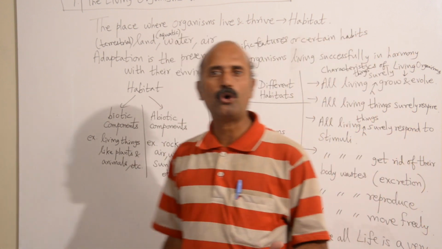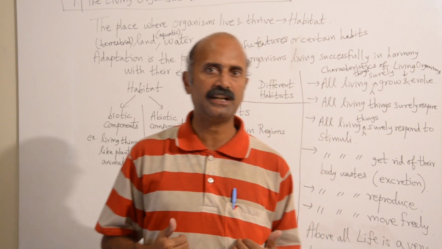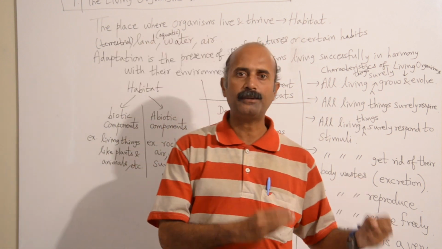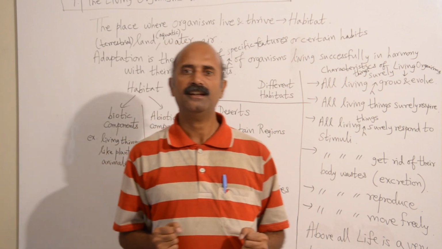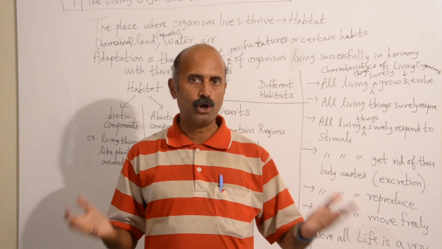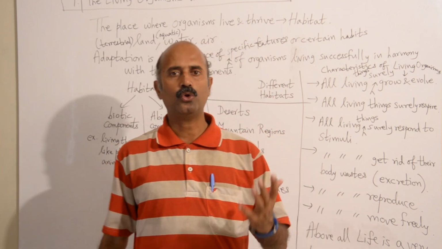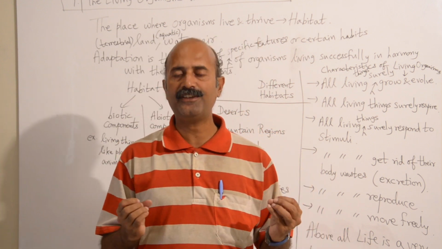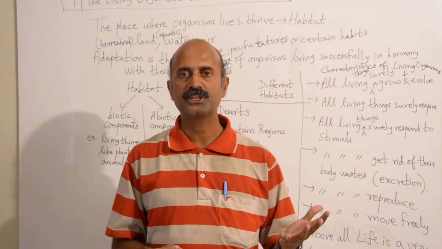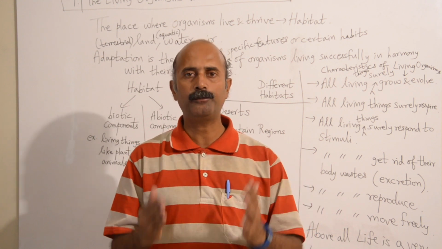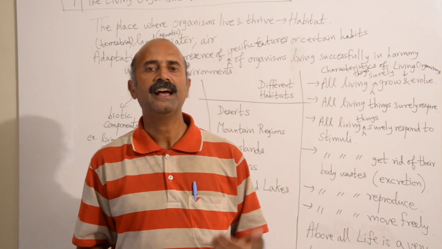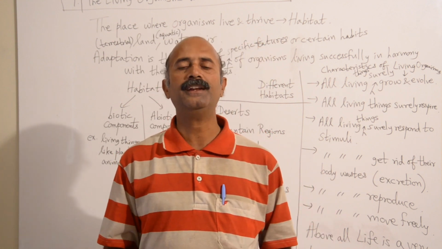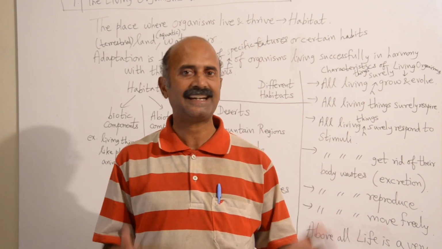Now, in order for organisms to survive efficiently in a particular environment, they have to be completely adapted to that environment, also known as the habitat. So that's why various organisms have specific features or habits which help them to survive efficiently and thrive successfully in their habitats. This phenomenon or this feature is known as adaptation.